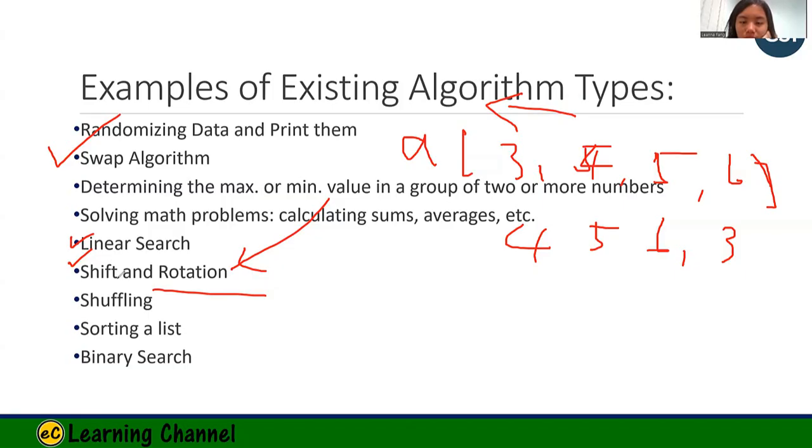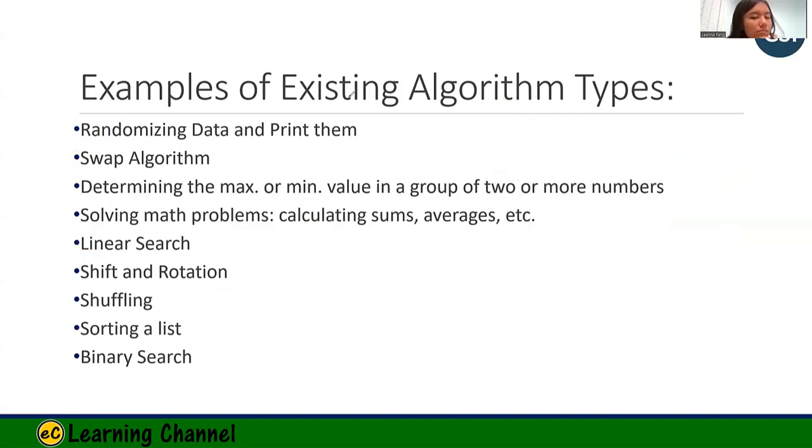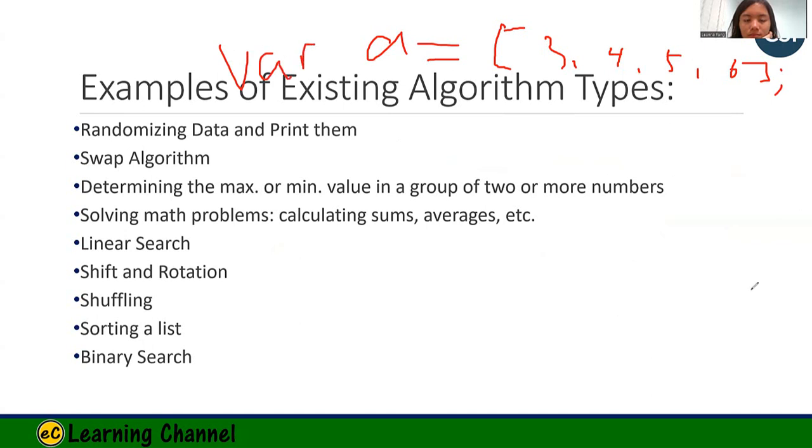So let's put it in JavaScript. Let's assume that A is equal to 3, 4, 5, 6. Let's use JavaScript, okay? Let's do variable A equals this. So after that, what should we do?